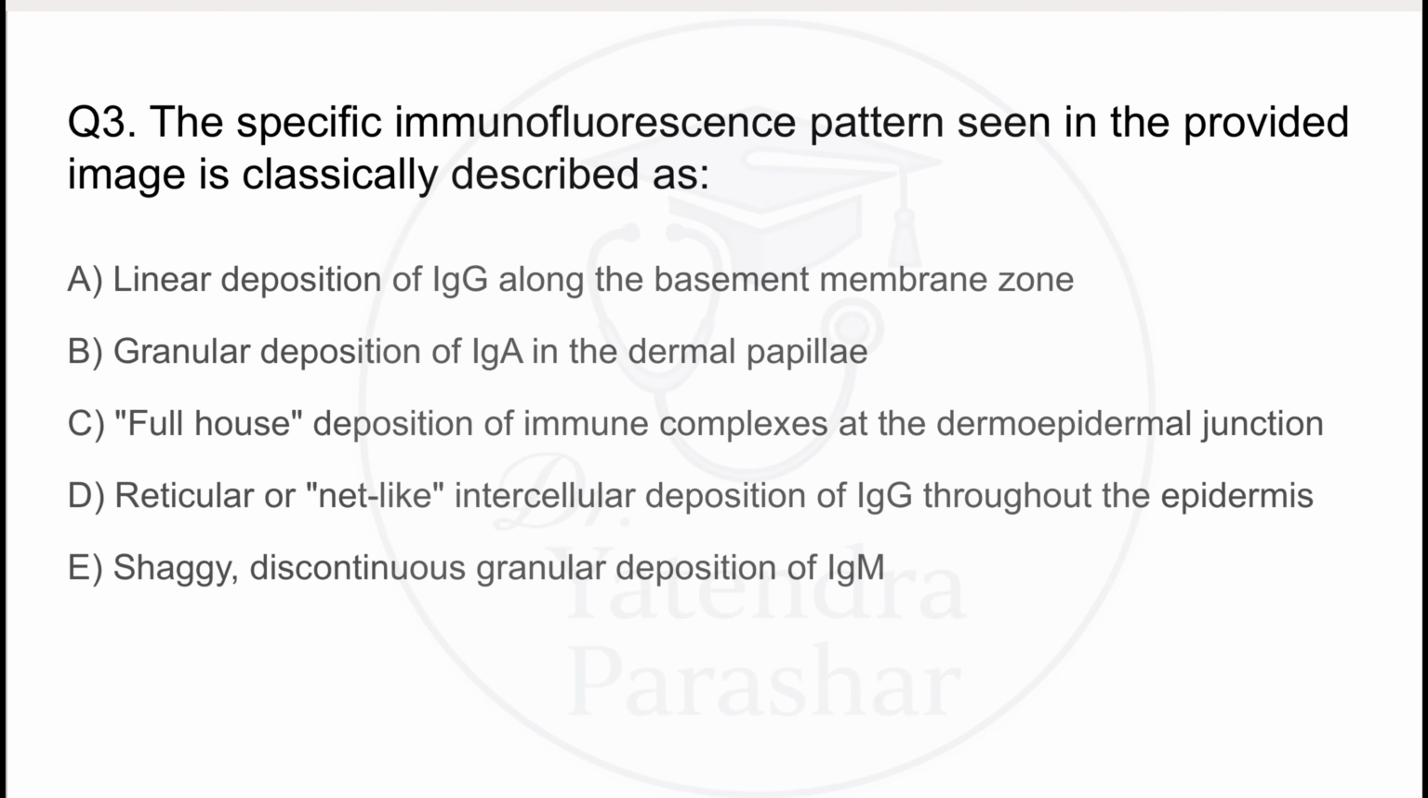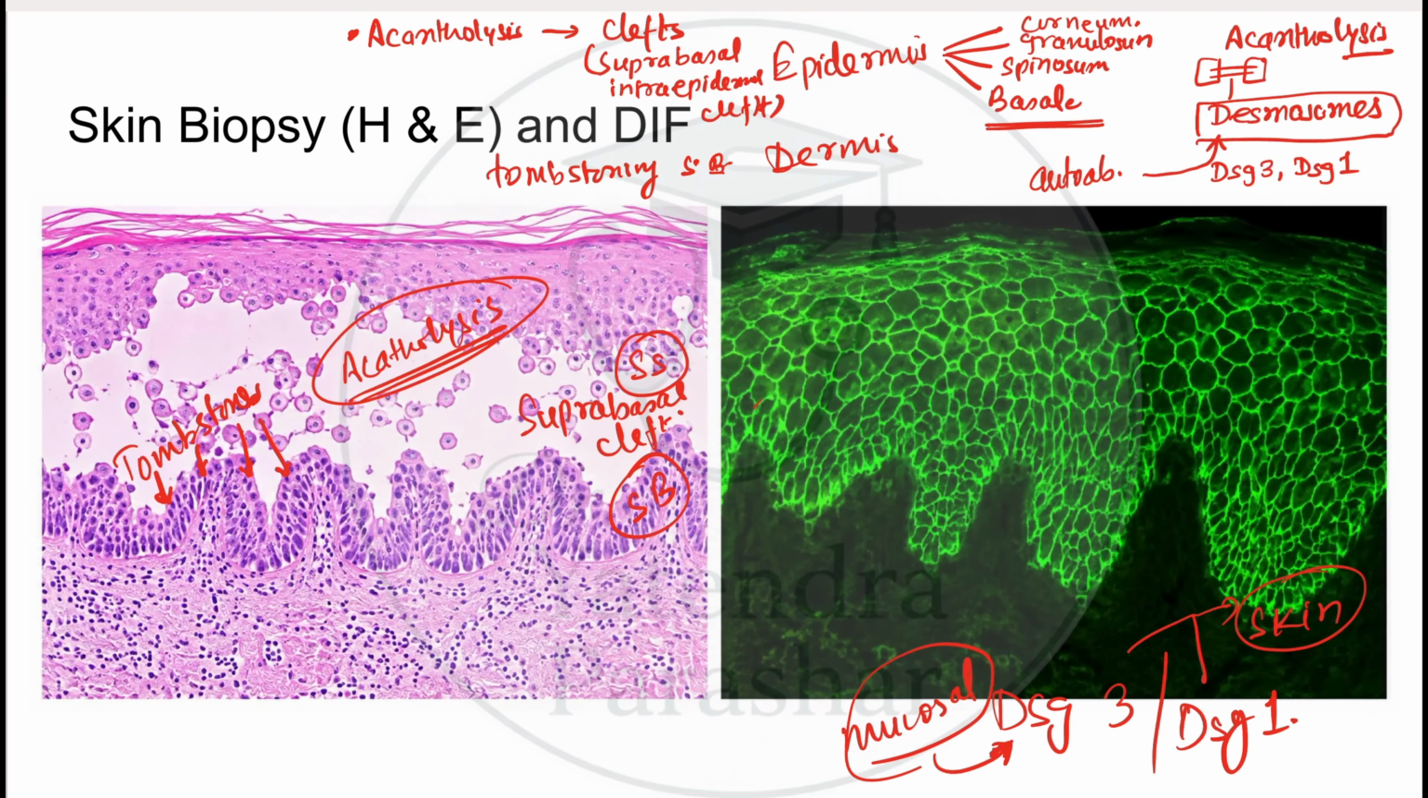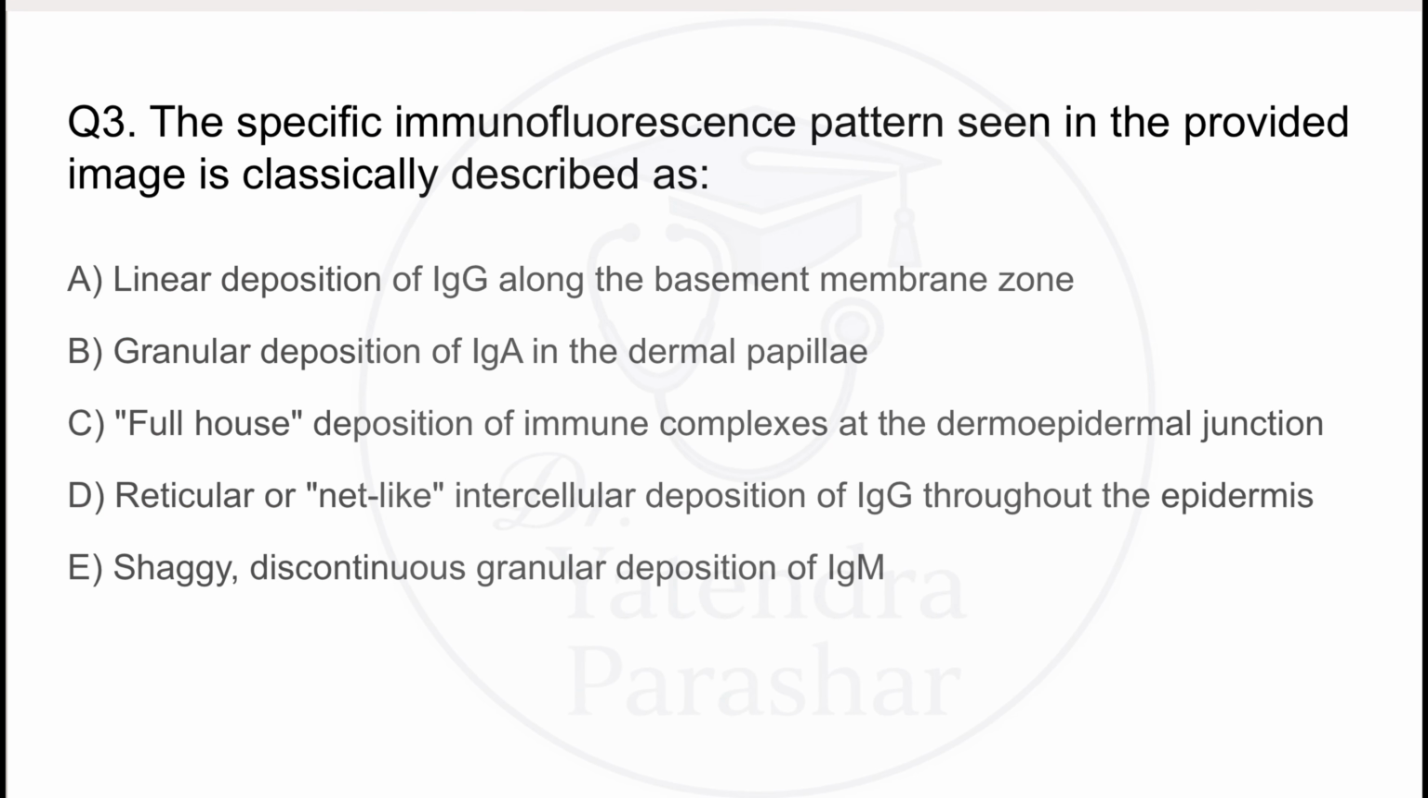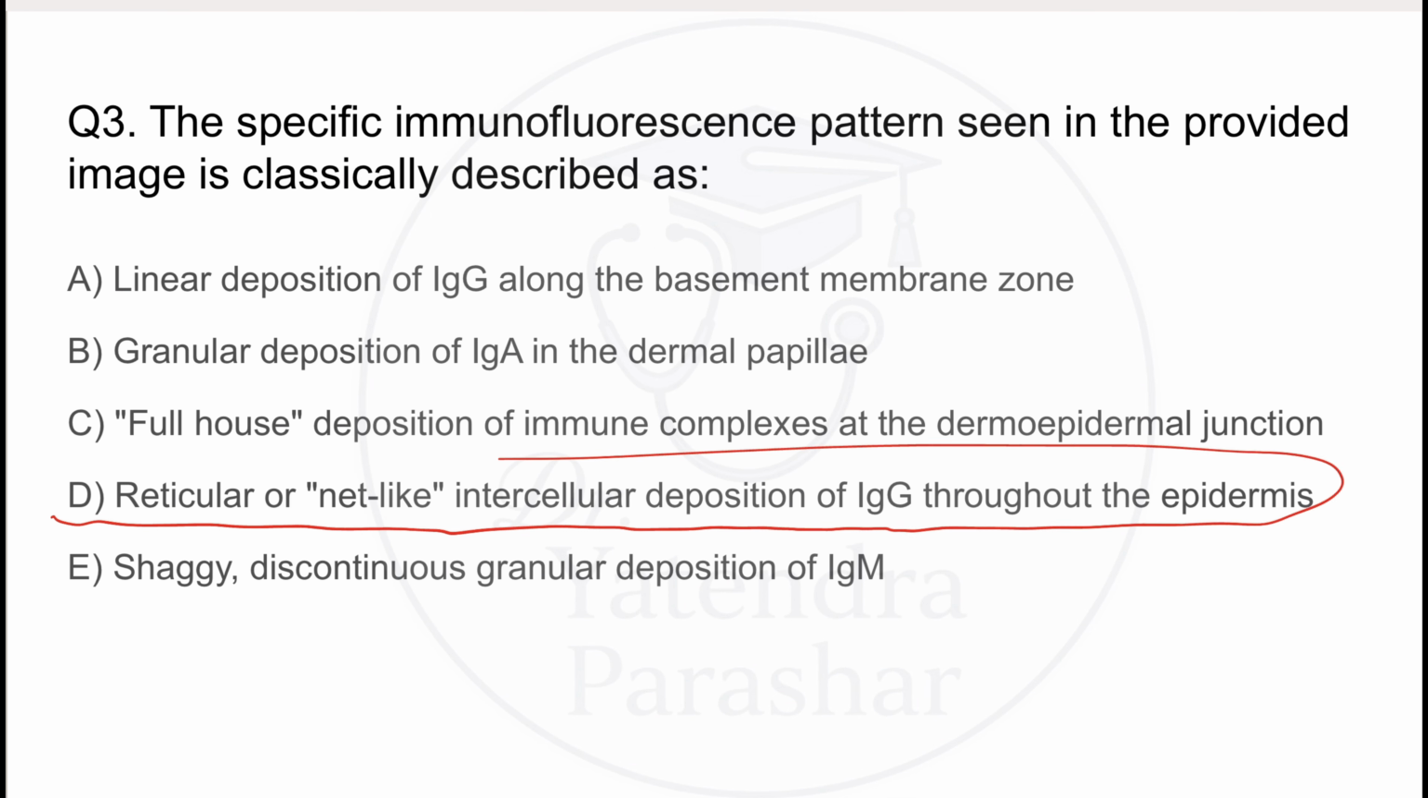Now let's move to question 3. The specific immunofluorescence pattern seen in the provided image is classically described as that pattern which we have already discussed, known as the fishnet pattern or reticular pattern because it appears like a fishnet, and option D is correct, reticular or net-like intracellular deposition of IgG throughout the epidermis. So this is the correct option.